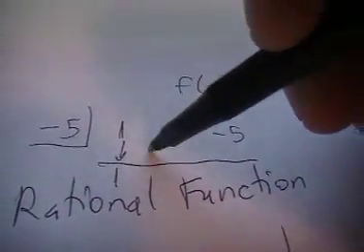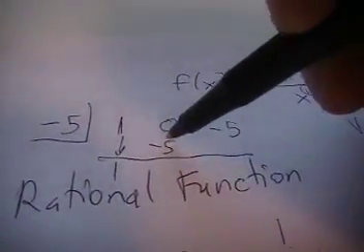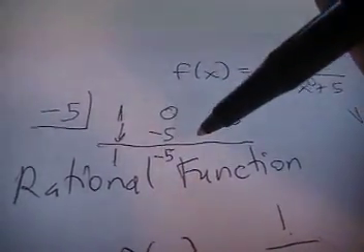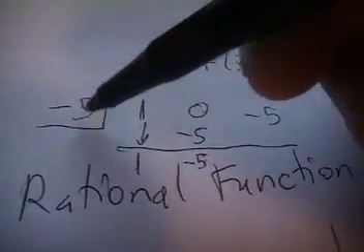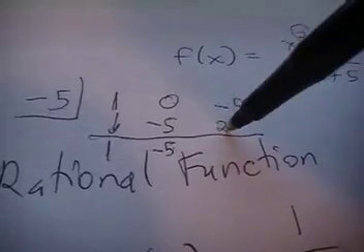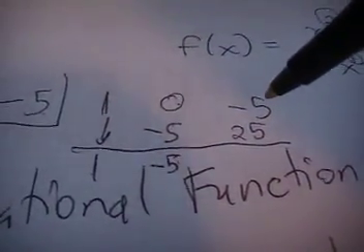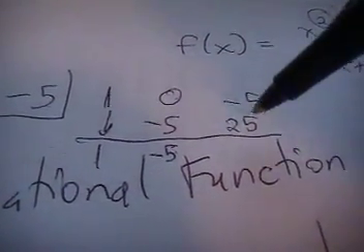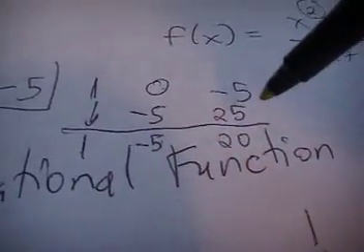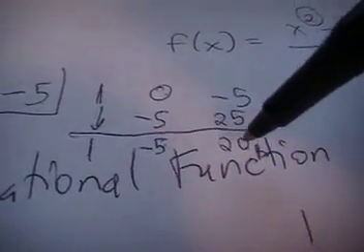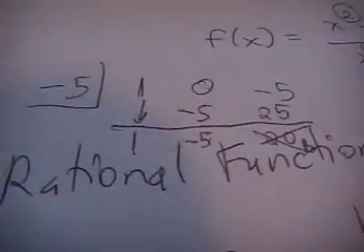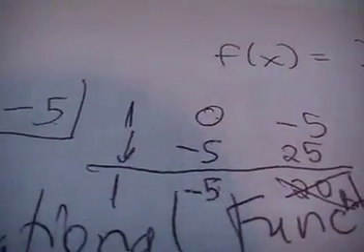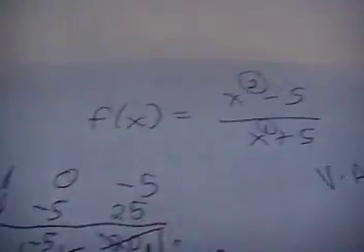1 times negative 5 is negative 5. 0 plus negative 5 is negative 5. Negative 5 times negative 5 is 25. Now, these don't have to have a remainder of 0. They usually don't. The remainder is 20, actually. But the good thing is the remainder has no effect on an oblique asymptote. So you can really ignore that.